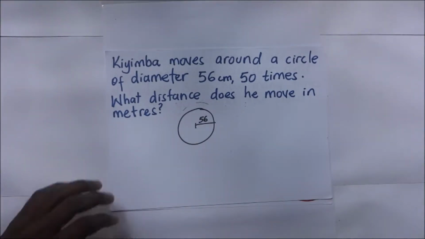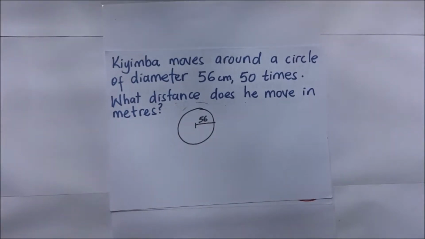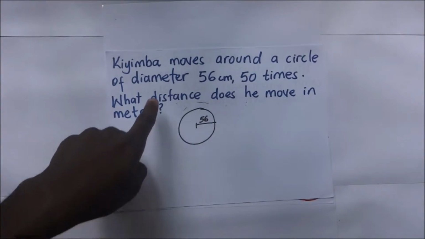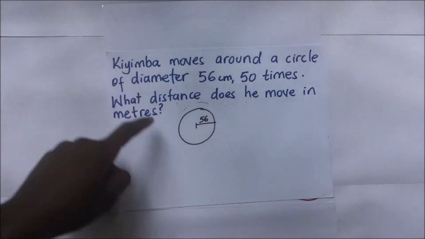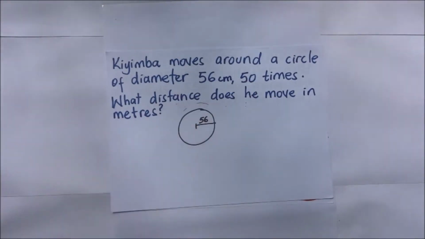So what we do here, we are going to first find the circumference of this circle. After finding the circumference of that circle, then if we are to find the distance this guy moves, it means you're supposed to multiply that circumference we get by 50 times, because he moves around the circle 50 times, and that will be the answer we will get.